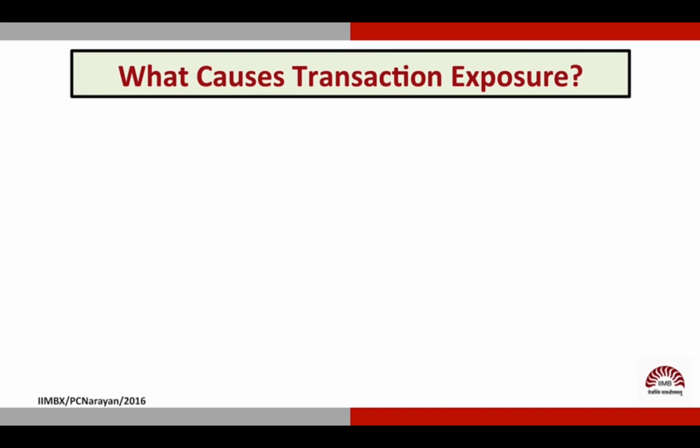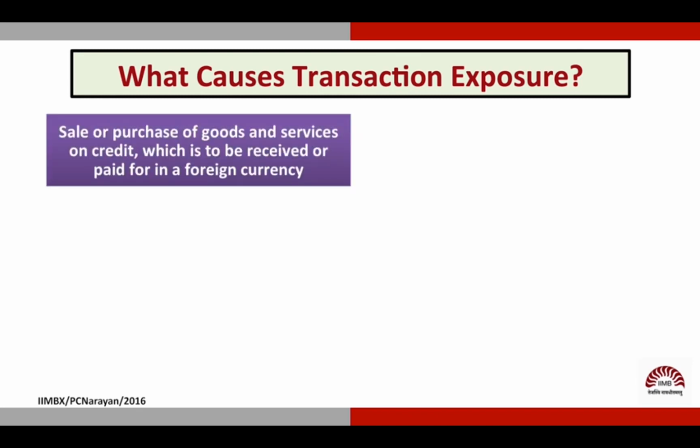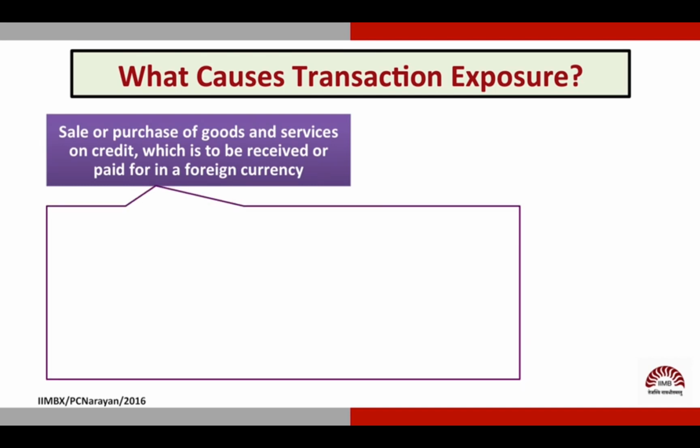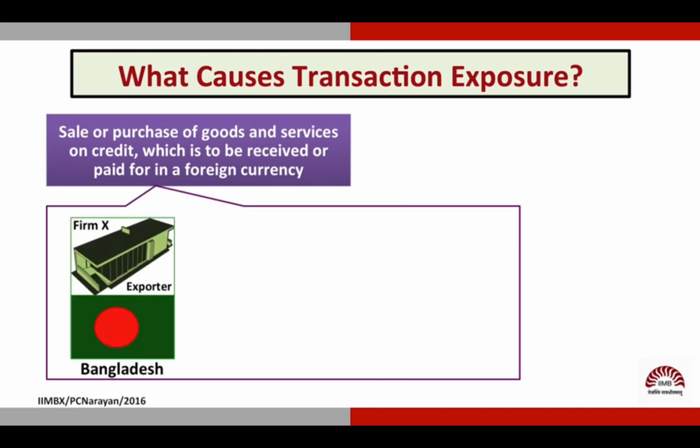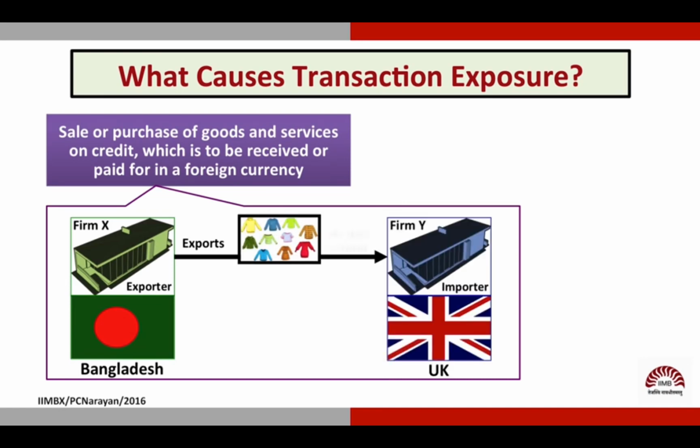Transaction exposure arises for several reasons. Here are some possibilities. Sale or purchase of goods and services on credit, which is to be received or paid for in a foreign currency. For example, a company located in Bangladesh exports garments to the United Kingdom on 90-day credit to be paid for by the UK importer in pound sterling, not Bangladesh taka.